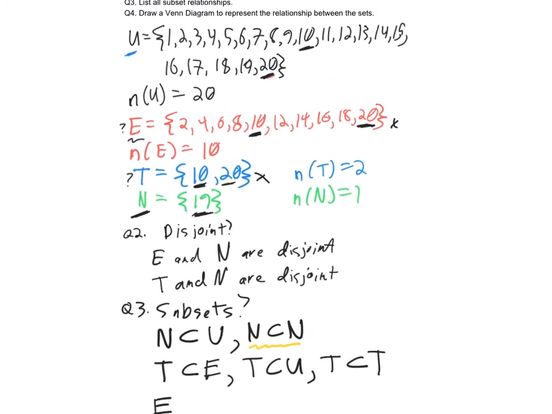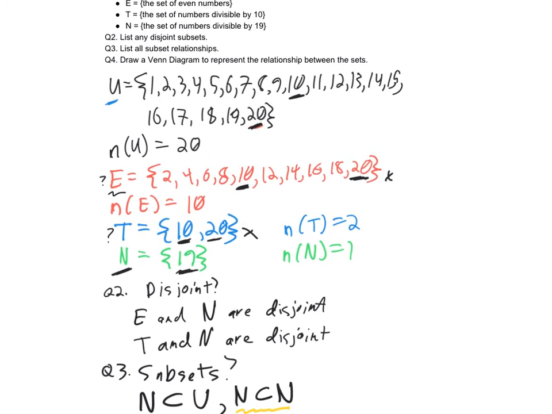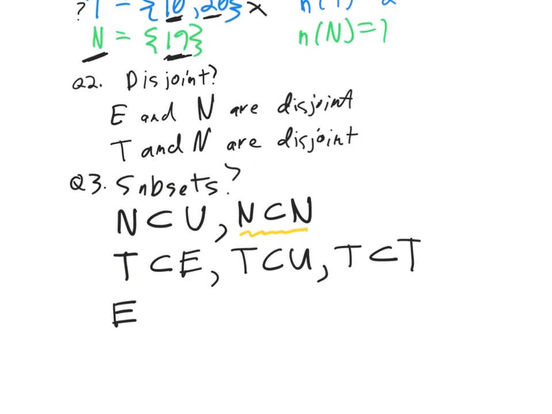E was the set of even numbers, 2, 4, 6, 8, 10, 12, 14, 16, 18, 20. We can see that each one of those numbers is present in the universal set. It has to be present in the universal set for it to be present in E. So E is a subset of the universal set. And E is, of course, a subset of itself. And finally, U is a subset of U. So these would be all of our subset relationships.